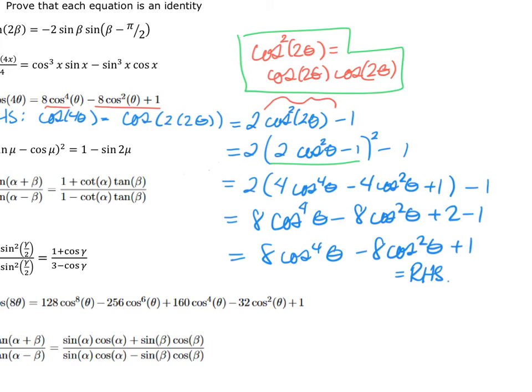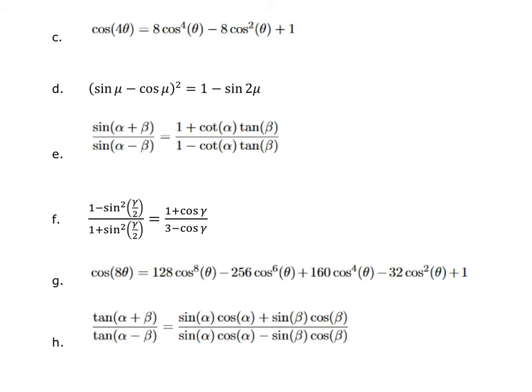So let's take a look at our next example. If we take a look at D, I have the sine of mu minus the cosine of mu, the quantity squared, and then 1 minus the sine 2 mu. It doesn't matter which side you choose. Let's choose the right-hand side this time. So I have 1 minus the sine of 2 mu.